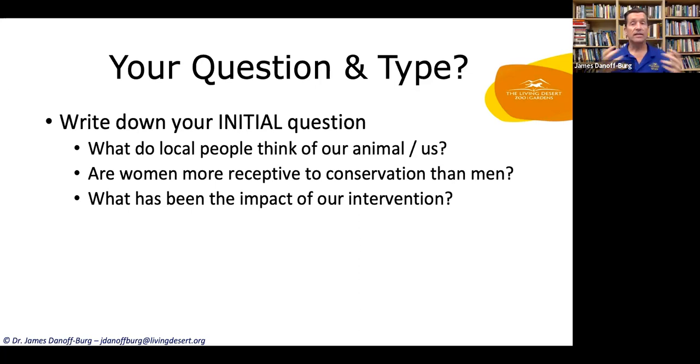If there's a lot of litter at where buses stop to pick up and discharge people, we went in and we did an intervention in that process by trying to talk to people getting on and off the bus to make certain that they dispose of their trash correctly. What has been the impact of our intervention? Right?